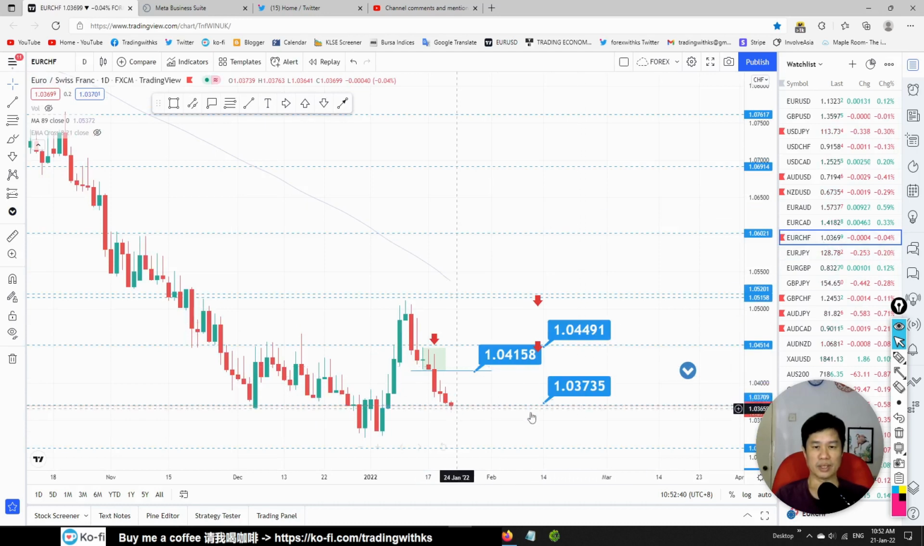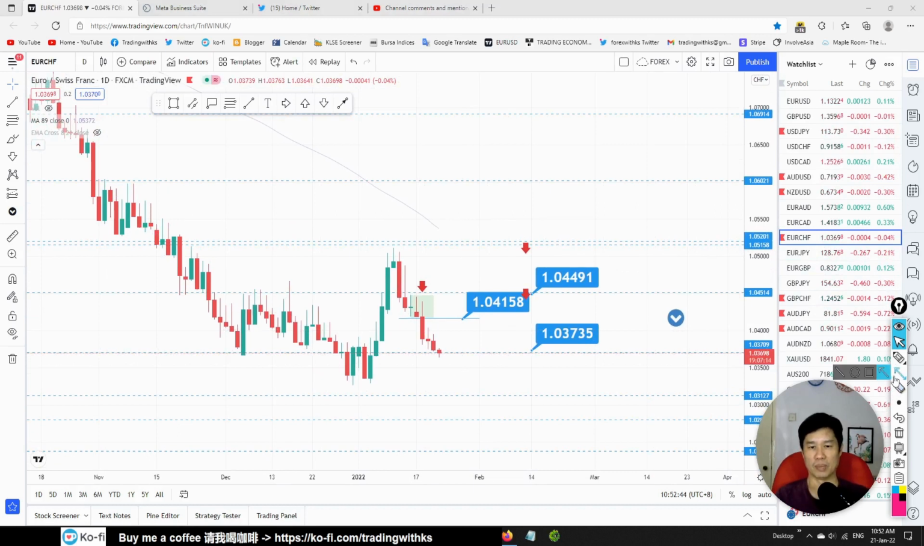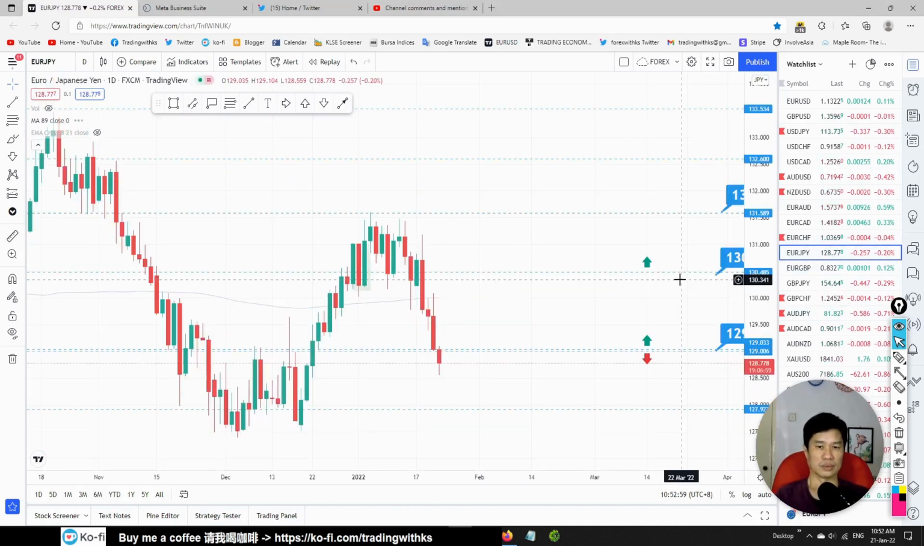So this one I really hit target. Another winning trade. So this one we have to wait for the next move. Most probably the price breaks through 1.303735, retest, resumption for another sell opportunity. We'll continue to sell this due to the weakness of Euro.